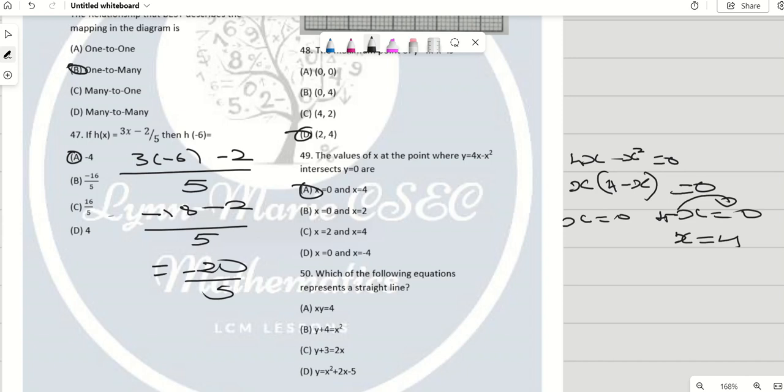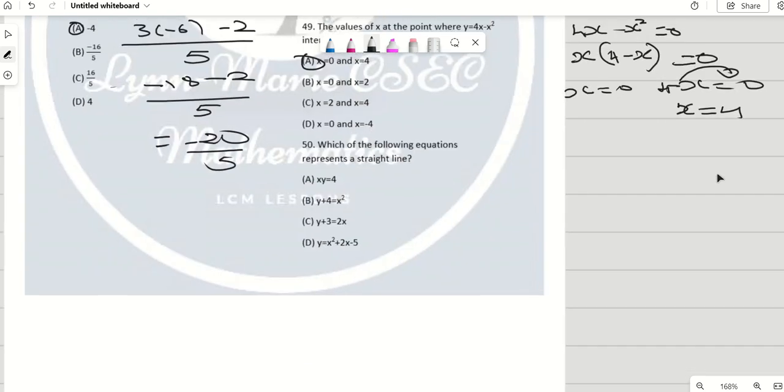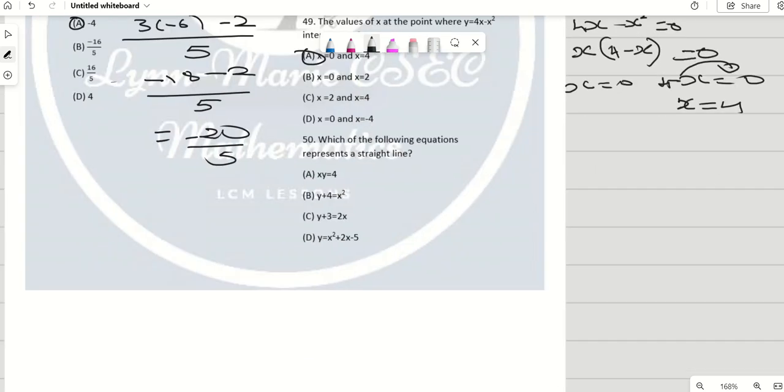Right? Which of the following equations represents a straight line? Straight line form is y equals mx plus c. So anything with x squared is out. This is out. This is out. You're multiplying x and y. Remember, it has to be uniform: y is equal to mx plus c. So it is xy, so A can be your answer. Right? So C is your answer.